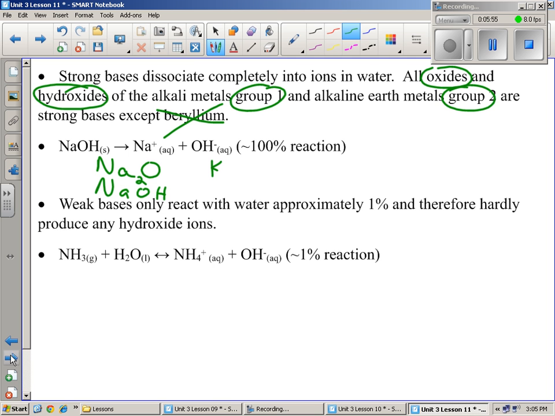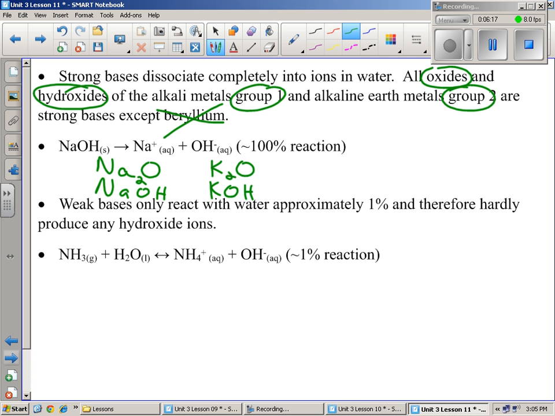Group 1, potassium oxide, strong base. Potassium hydroxide, strong base. Why do the oxides form a strong base? I showed you the reaction on the previous lesson. They react with water, they give you hydroxide, hydroxide dissociates.